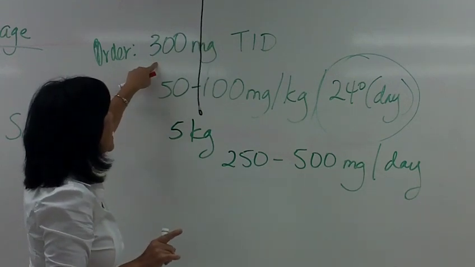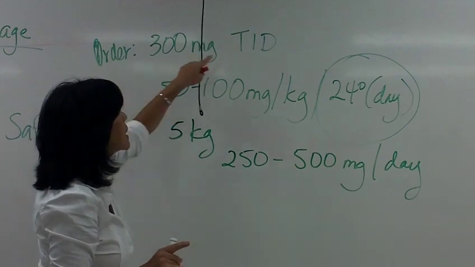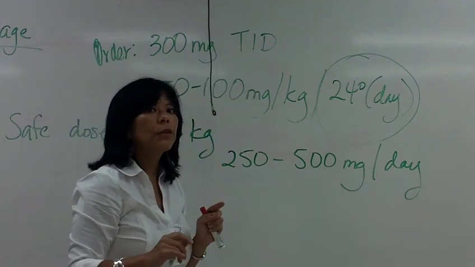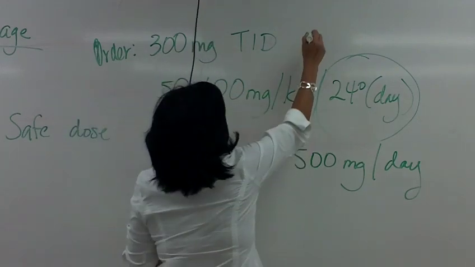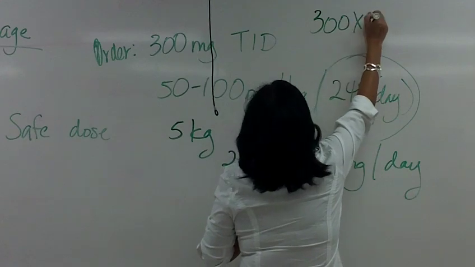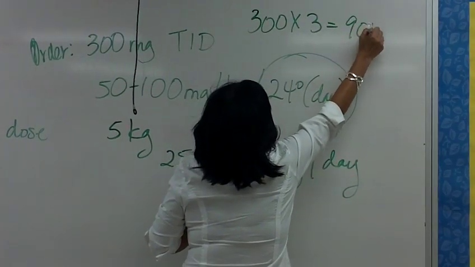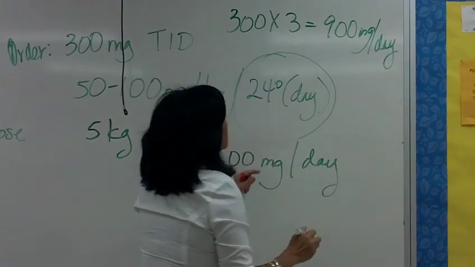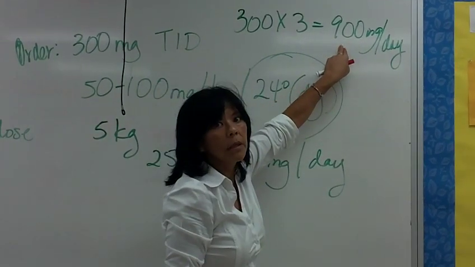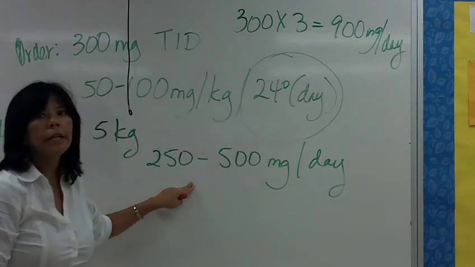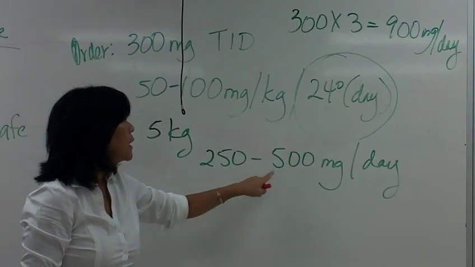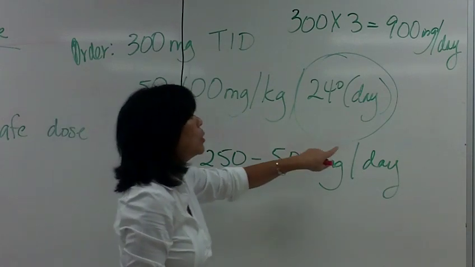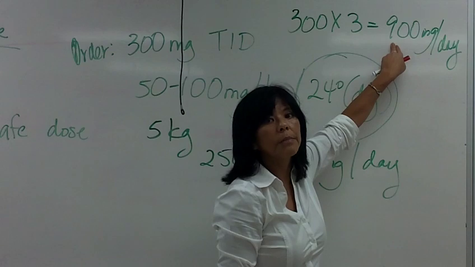One is you go back to the order, you look at 300 milligrams given 3 dosages per day. So the total amount this child's going to get for the whole day is going to be 300 times 3, 900 milligrams for the day. Then you're going to compare this number to your safe dose range calculation. As you can see, the safe dose is 250 to 500 milligrams per day, but the total dose the doctor's ordered is 900 milligrams a day.